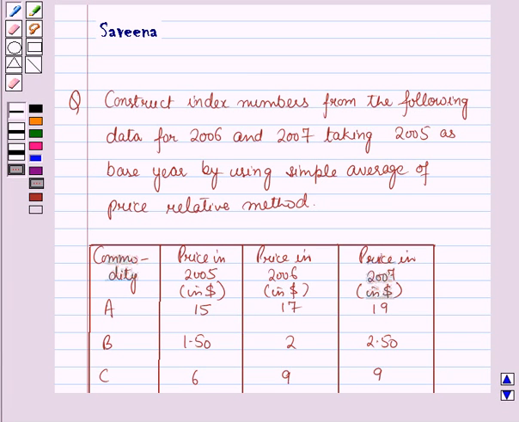In this session, we'll discuss a question which says: construct index numbers from the following data for the years 2006 and 2007, taking 2005 as base year, by using the simple average of price relative method.